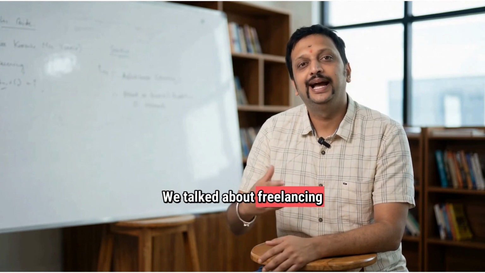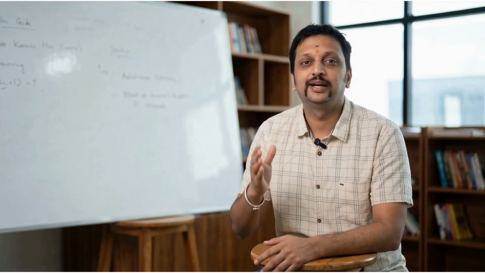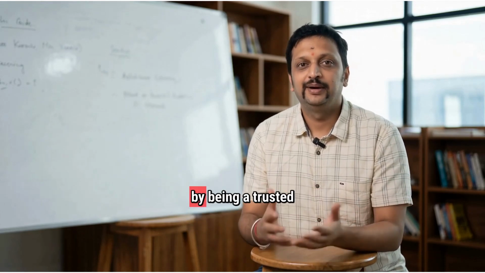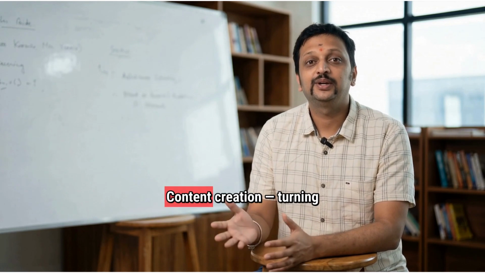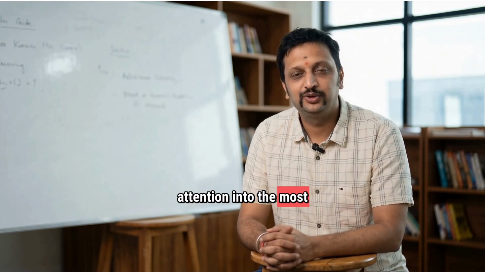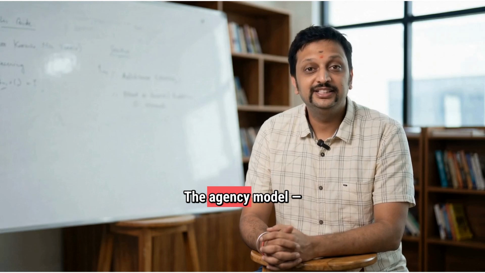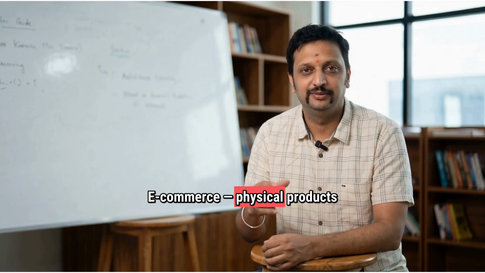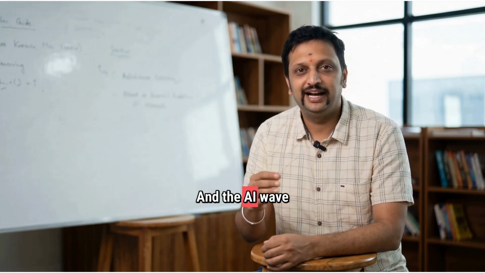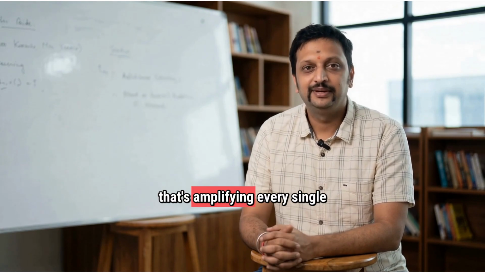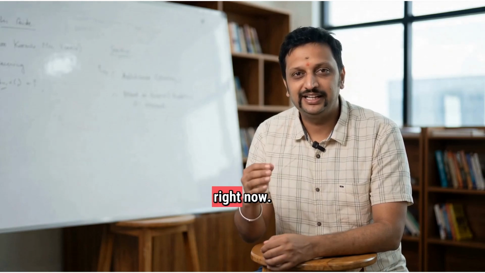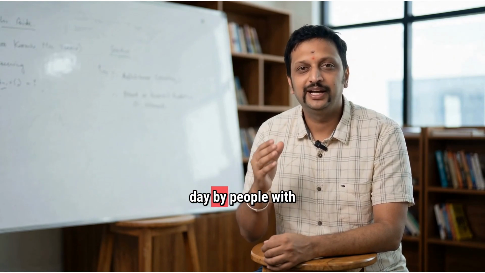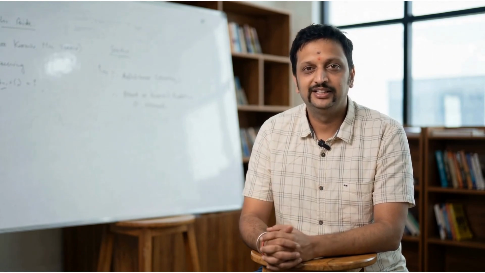We talked about freelancing, selling skills for fast cash flow, digital products, building once and selling forever, affiliate marketing, earning by being a trusted filter, content creation, turning attention into the most flexible asset online, the agency model, selling outcomes through systems instead of hours, e-commerce, physical products without warehouses, and the AI wave, the once in a decade window that's amplifying every single one of these models right now.